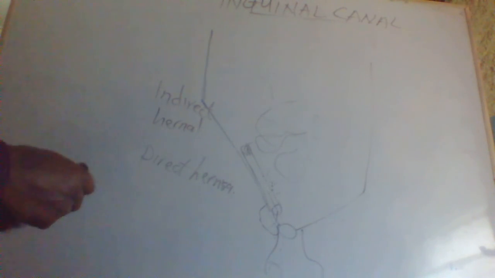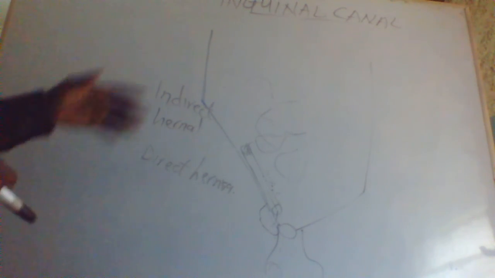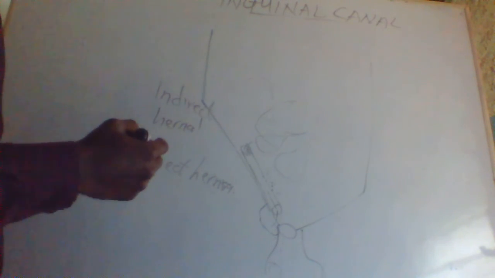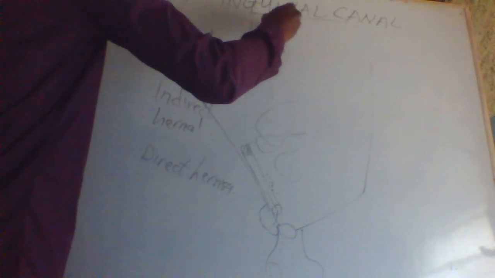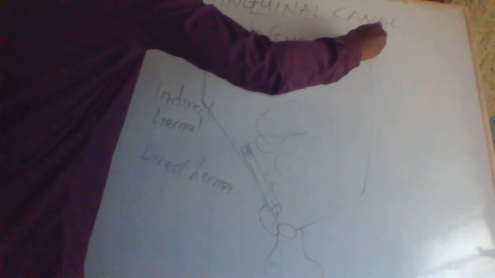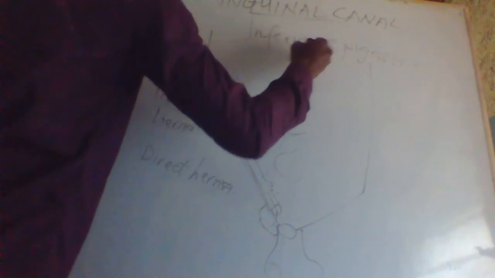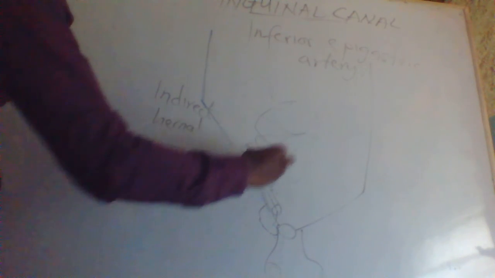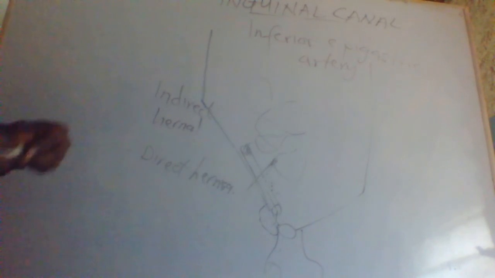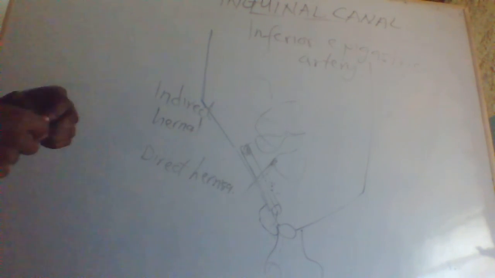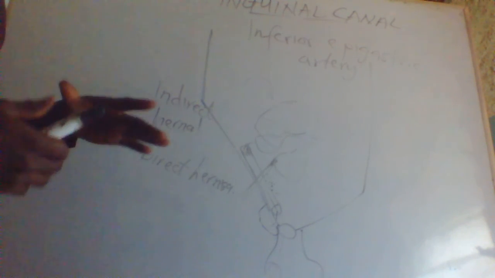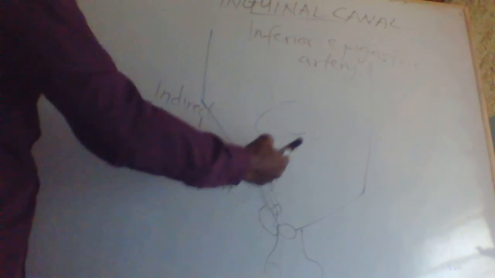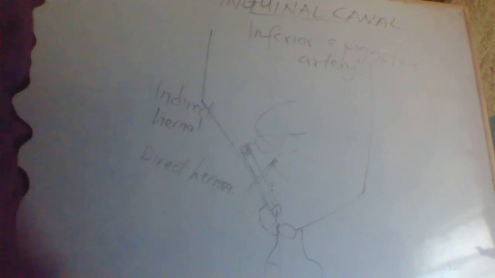Now, one way to differentiate between direct and indirect hernia in clinical settings is the use of the inferior epigastric artery. The inferior epigastric artery is found somewhere here. Good. So if there is a hernia and you want to know whether it is direct or indirect, you go for a scan, and you'll be able to visualize the inferior epigastric artery.